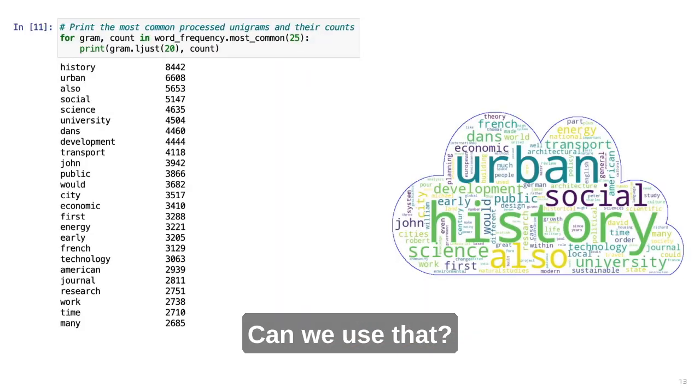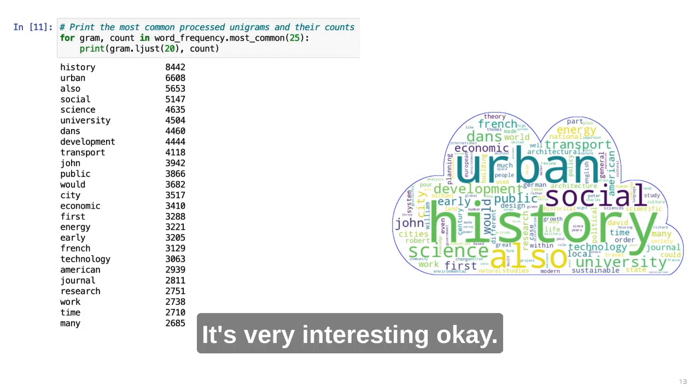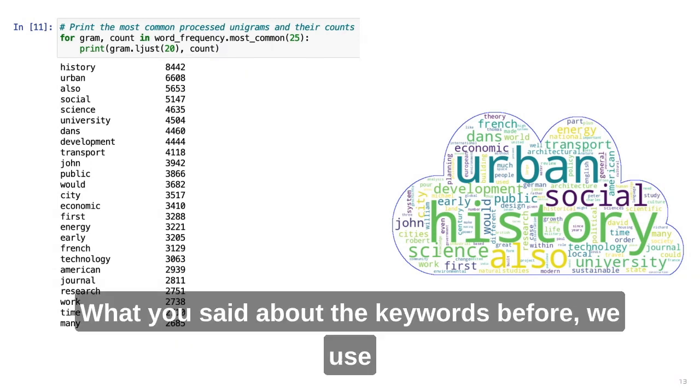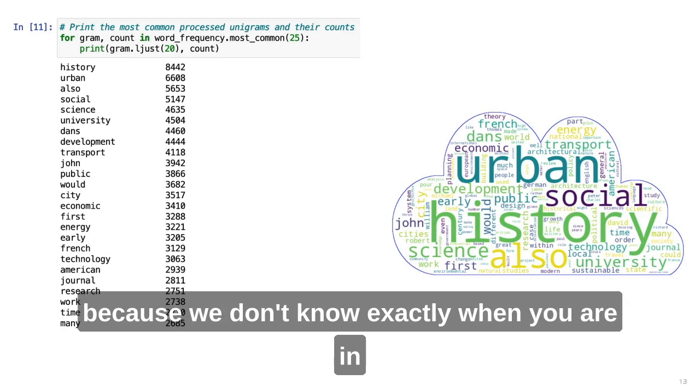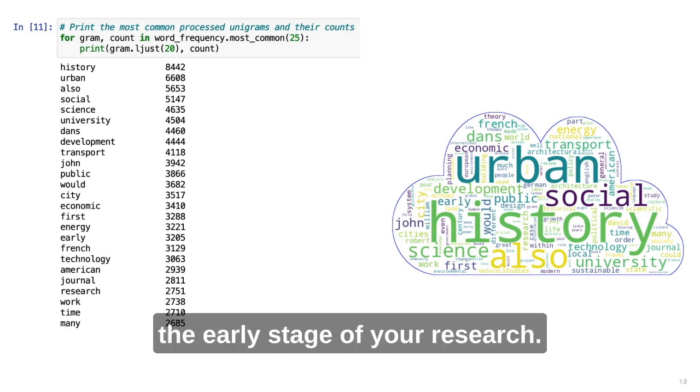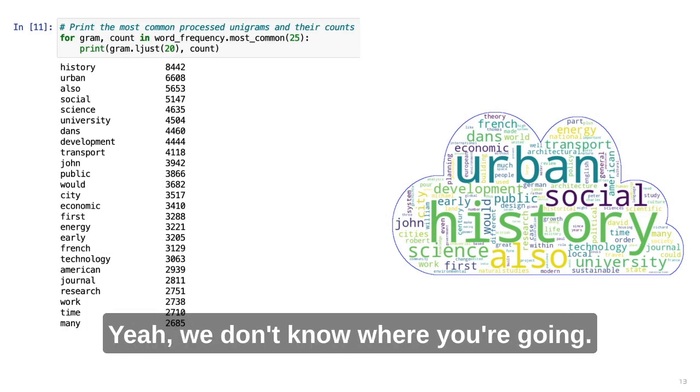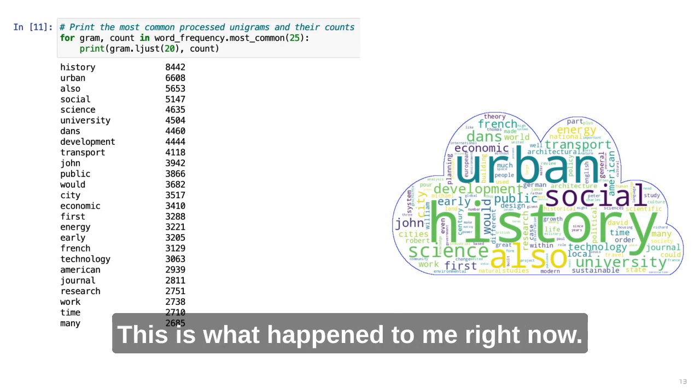Excuse me? Can we use that? It's very interesting, what you said. About the keywords. Before, we'd use something like Scopus to find the right database, because when you are at the early stage of your research, you don't know exactly where you're going. This is what's happening to me right now.